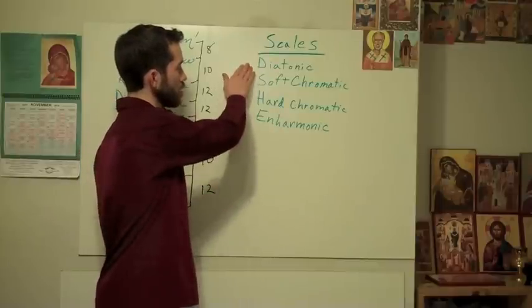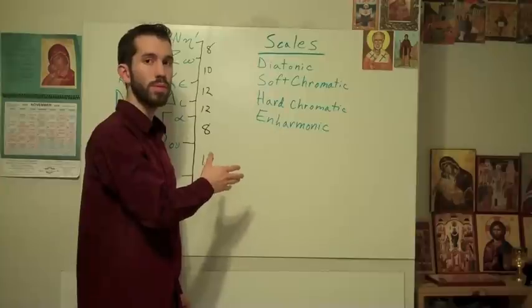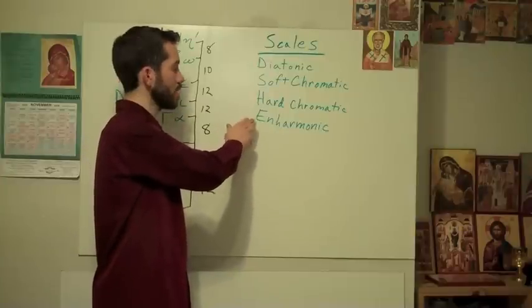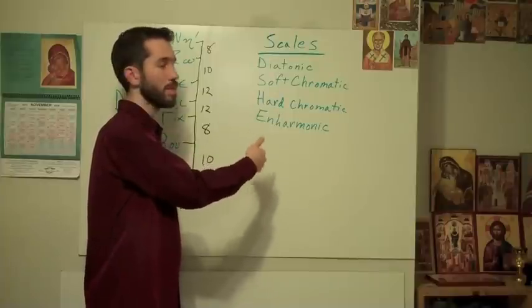The diatonic scale and the enharmonic scale are probably the most familiar to people with a Western ear. The enharmonic scale is actually very similar to the Western scale of whole step, half step, whole step, half step.